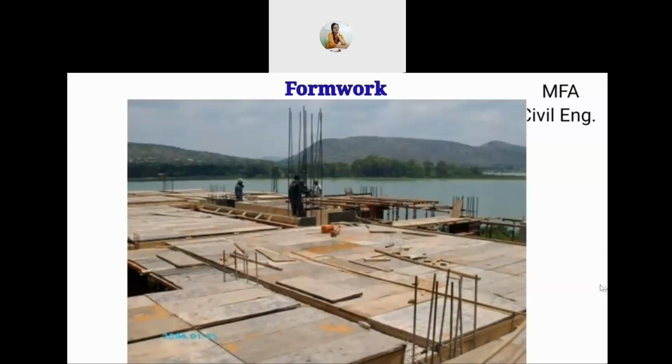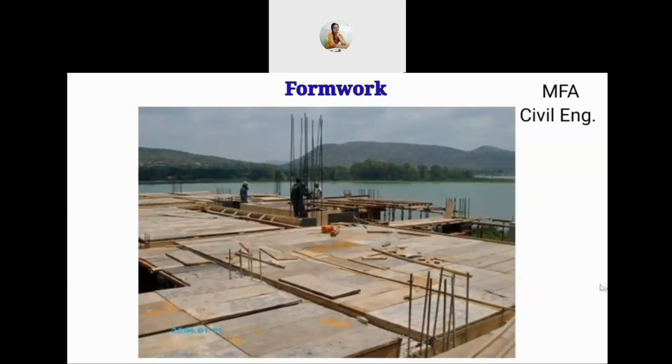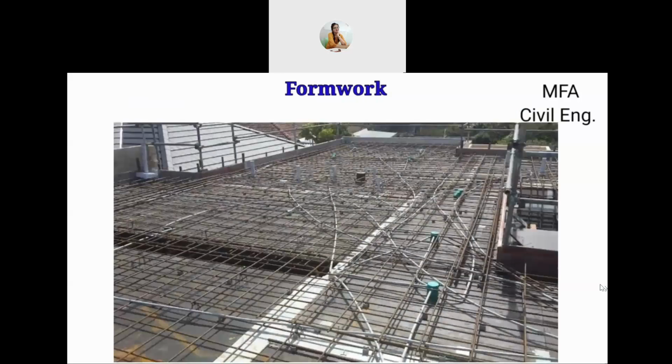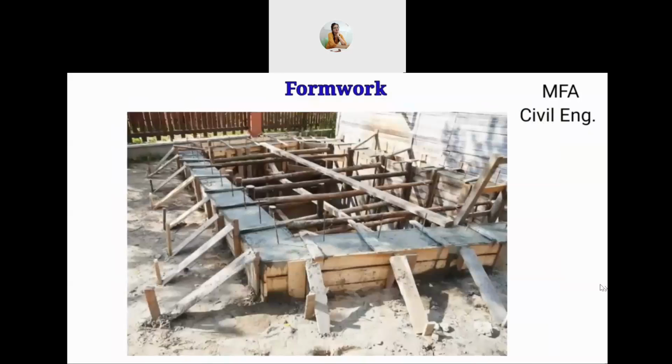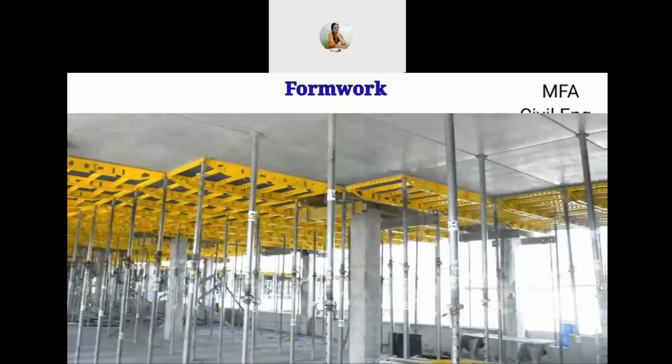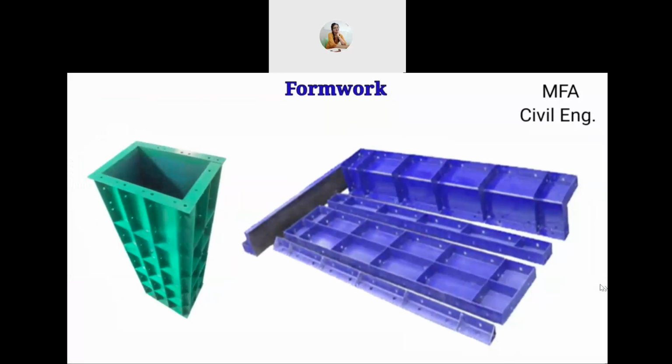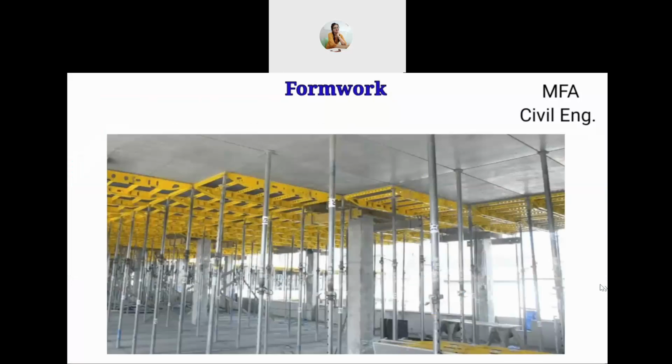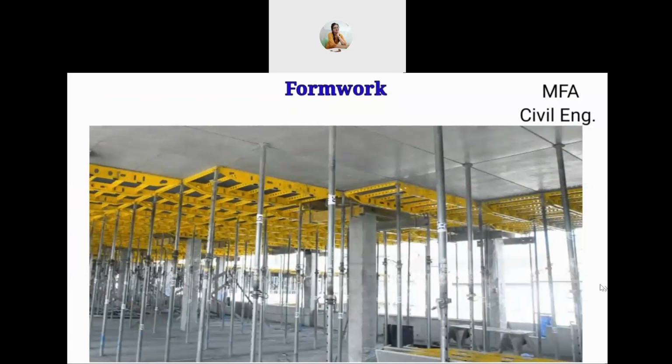Formwork is generally made from inexpensive timber planks. These are joined to form the required mold for the slab, beam, column, and foundation. Steel formwork is used in the form of plates, which can be bolted together to form molds of different shapes and sizes according to the dimensions of the structural member.